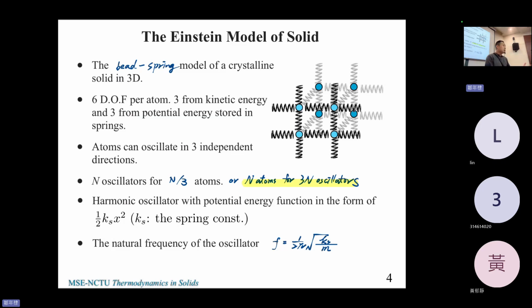By contrast, inversely, if you have a loosened spring, the k is small, so it will vibrate slower. Or if you have a heavy mass, it will vibrate slower. So the oscillator's natural frequency is related to this equation.